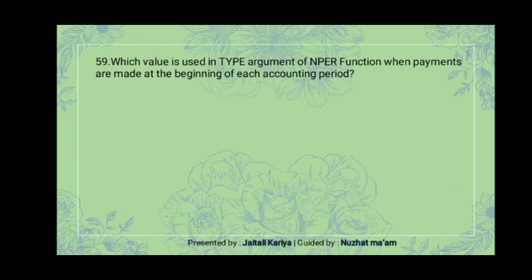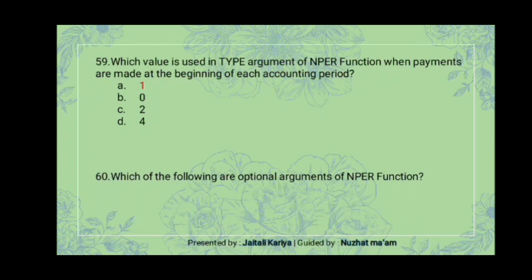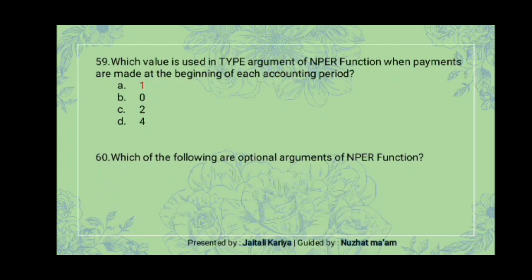59. Which value is used in type argument of NPER function when payments are made at the beginning of each accounting period? A, 1, B, 0, C, 2 and D, 4. And the correct answer is A, that is 1. 60. Which of the following are optional arguments of NPER function? A, future. B, type. C, both A and B. And D, loan. And the correct answer is C, that is both A and B.